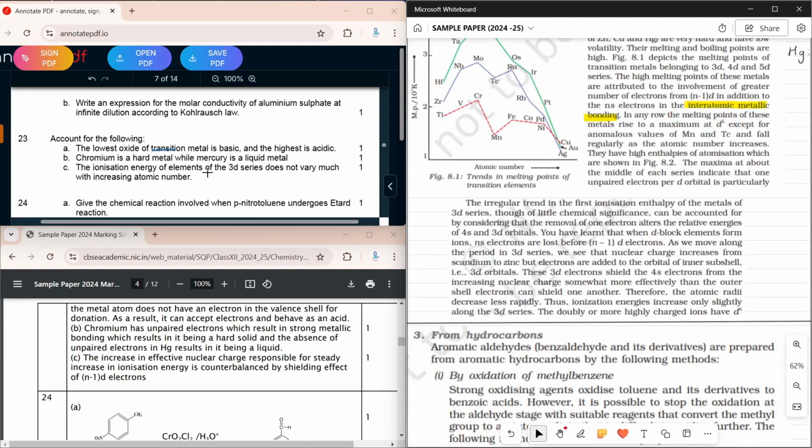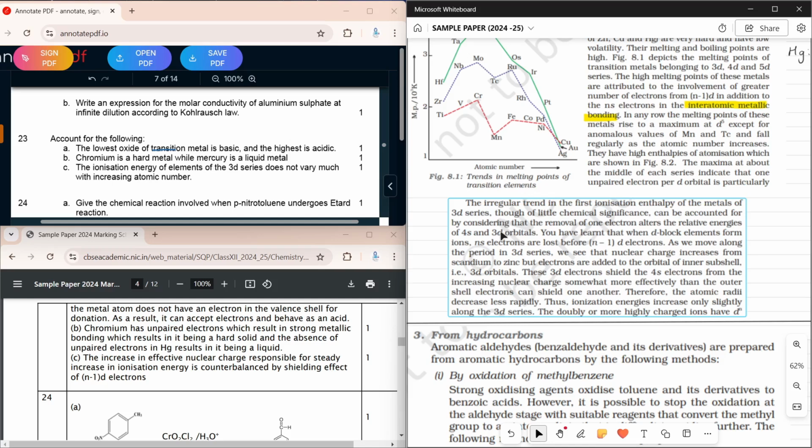Now the last question. The ionization energy of elements of the 3d series does not vary that much with increasing atomic number. Till now, whenever we've talked about the periodic table, the one thing that has been consistent is that when you have an increase in atomic number, the ionization energy also changes. But for the 3d series it does not vary much. This is because when you have an increase in electrons, we've understood the 4s and 3d orbitals are closer in energy. Because they're closer in energy, when you have an increase in the number of electrons, the increase is balanced because of the shielding effect.